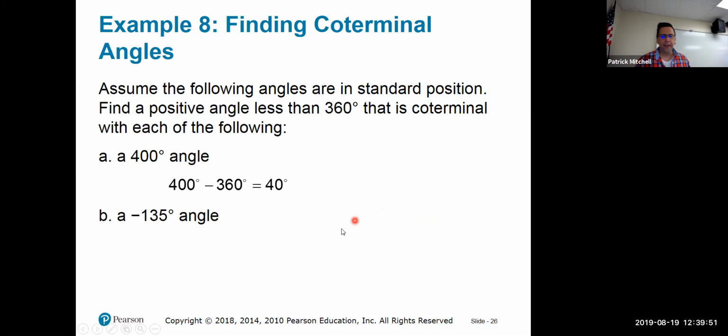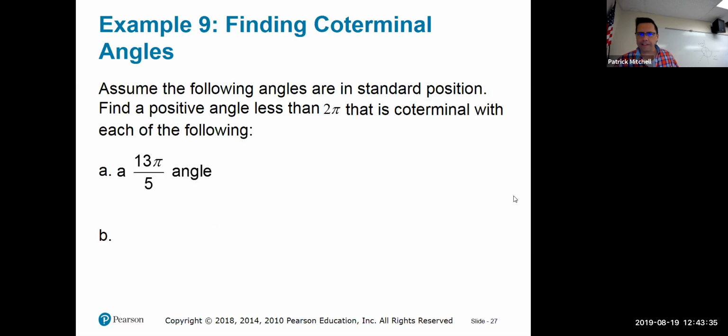All right. When you have a negative angle, you have to add 360 degrees until you get an angle that's positive. And in this case, that's only one time. If I add 360 degrees one time, I get 225 degrees.